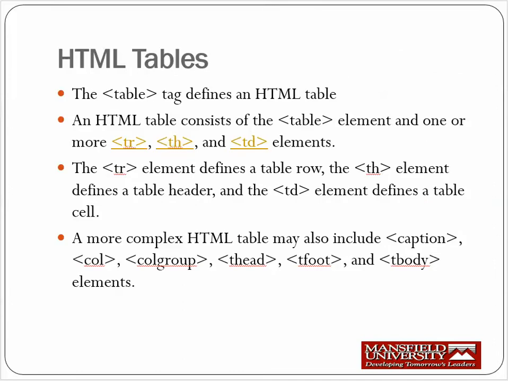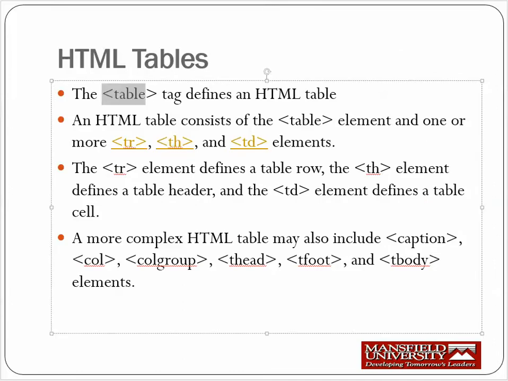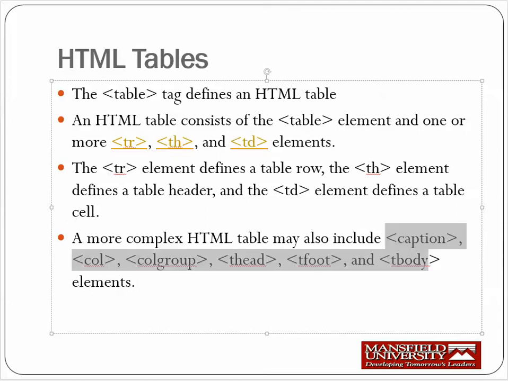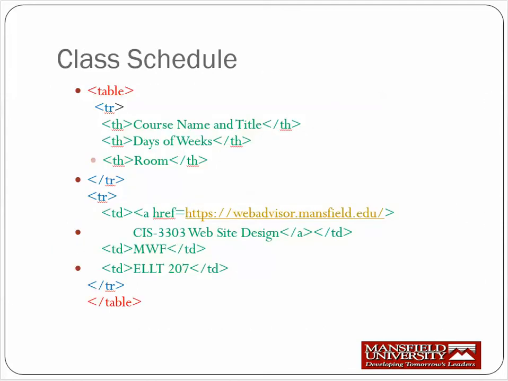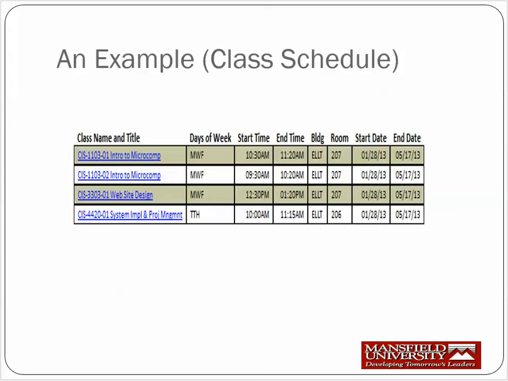We will name a new tag: table. And inside the table, we have a row, let's say TR. We have a heading, TH, and TD will be a cell. We have other tags, but we will talk about those later. First, let's develop an example like this.